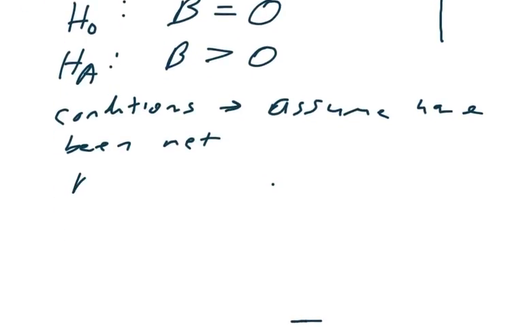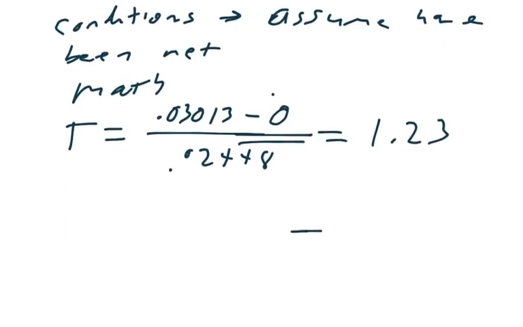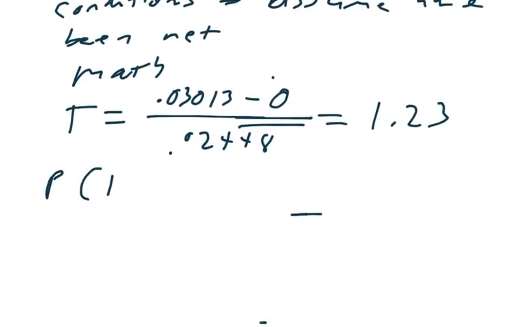And then we come to the math. So in order to get t, I'm going to take the slope minus 0, because that's what I think the slope should be, divided by 0.02448, which is what they gave me as the standard deviation of the slope, and when I divide it, I get the exact t that they said, which is 1.23. So what is the probability that t is greater than 1.23?